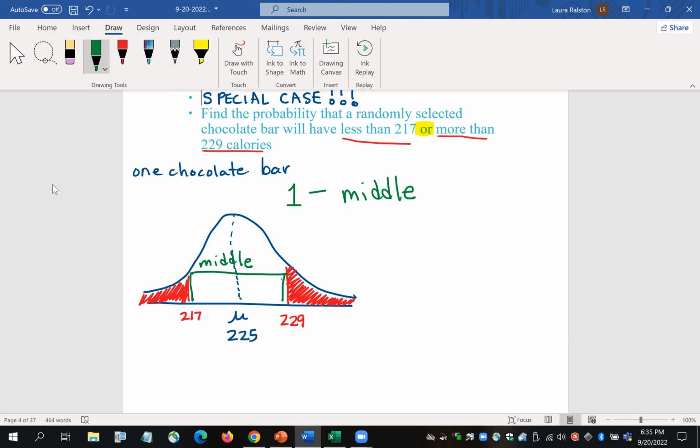Okay, this is the easiest way to do it, is to calculate the middle, but then you have to take it one step further and do 1 minus the middle. That's why it's a special case. You cannot just read it directly from Minitab.